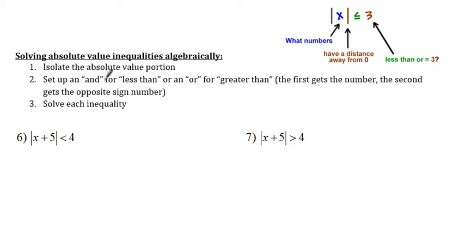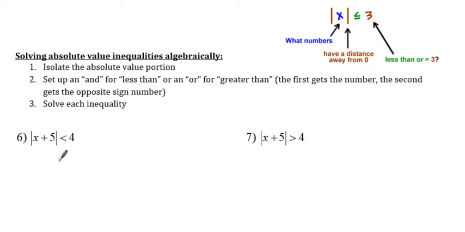So again, for inequalities, we still start with isolating the absolute value portion. That should always be done first. In order to break your stuff out of the absolute value jail, you need to set up two different inequalities. If you have a less than situation, you'll set up an and inequality. If you have a greater than inequality, you'll set up an or. After that, we'll solve each inequality. So let me show you what I mean by that.